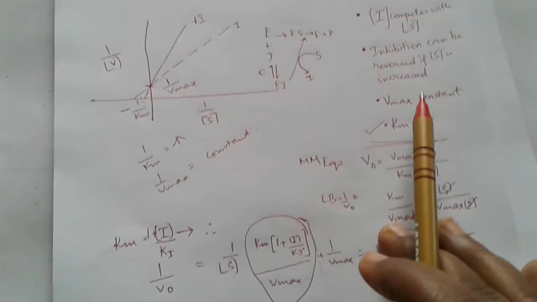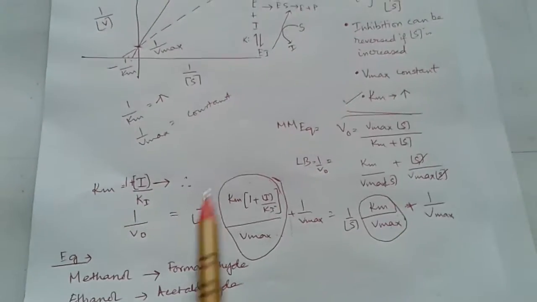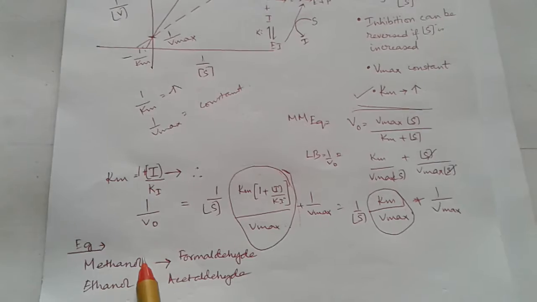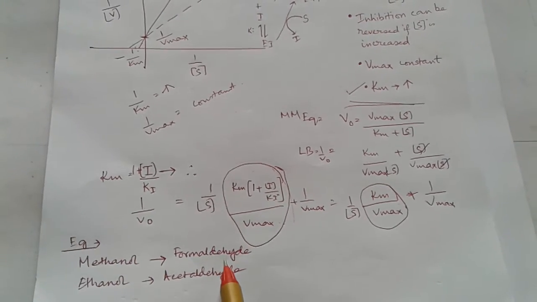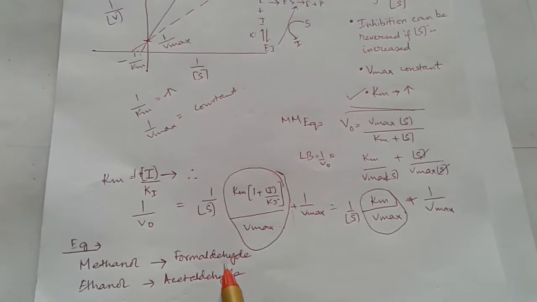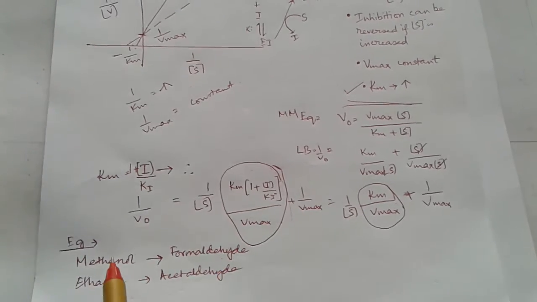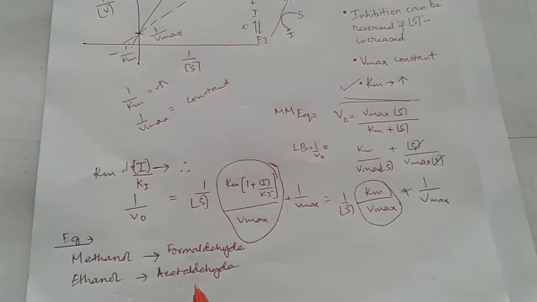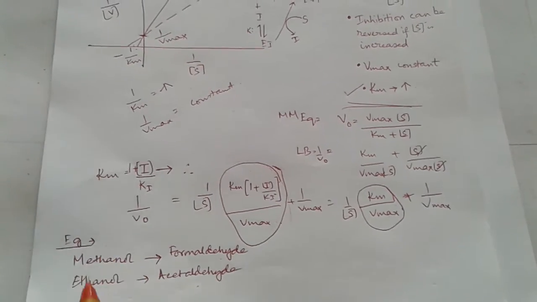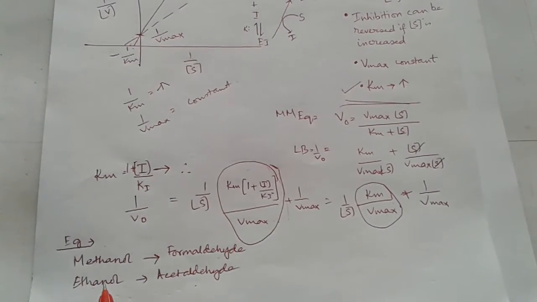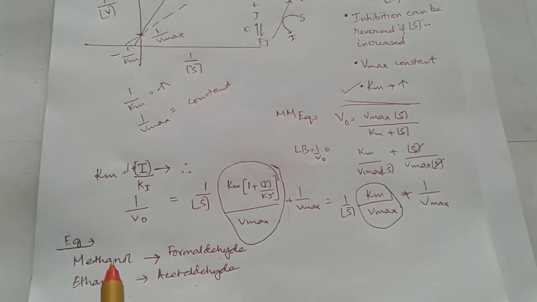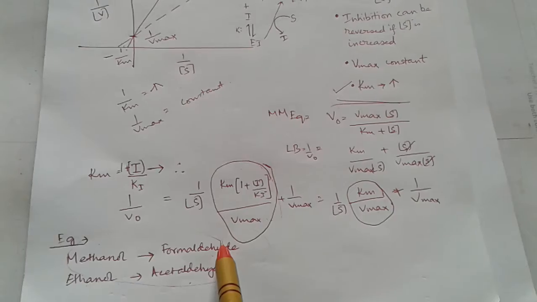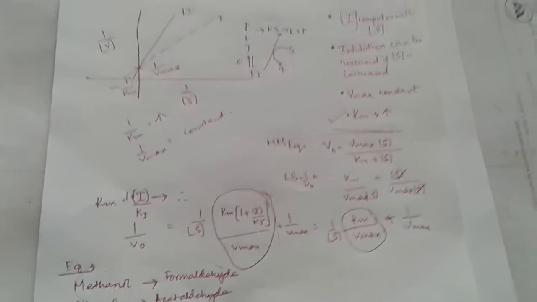So coming to the example of this inhibition, if a person accidentally has methanol, it leads to formation of formaldehyde, which is harmful for our body. So if it is substituted by ethanol, it leads to the formation of acetaldehyde. So methanol and ethanol are structural analogs. This is the normal substrate and methanol is the inhibitor. So this is a classic example of competitive inhibition.